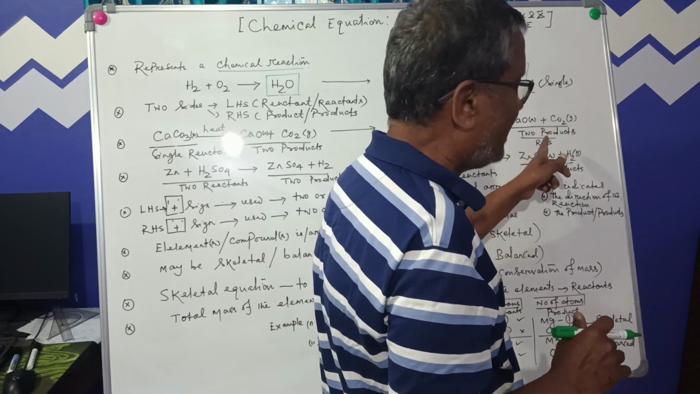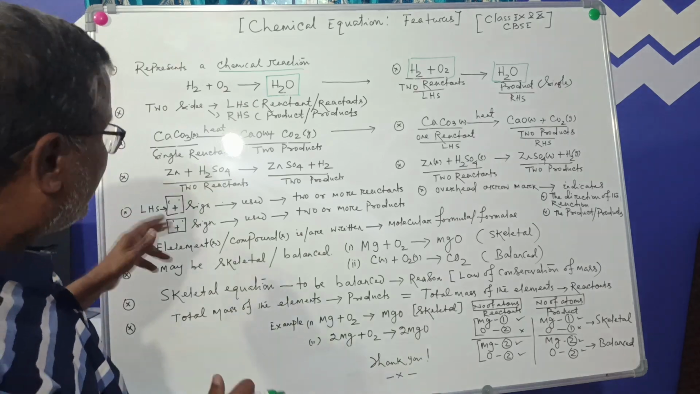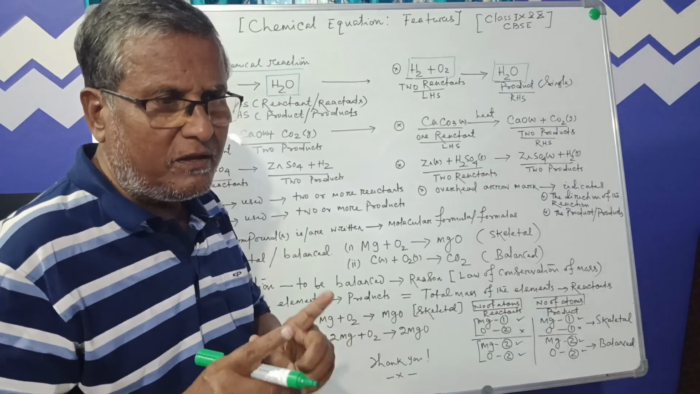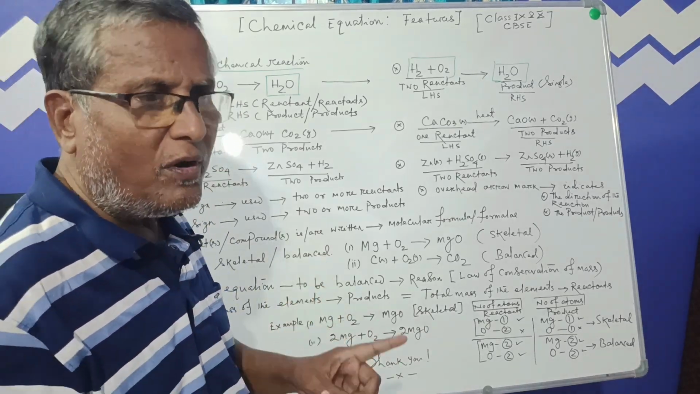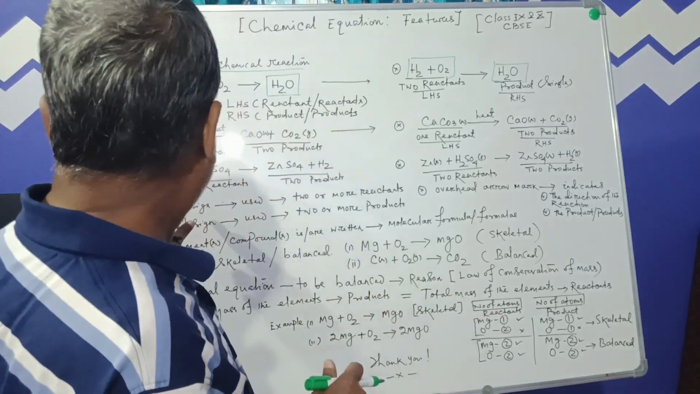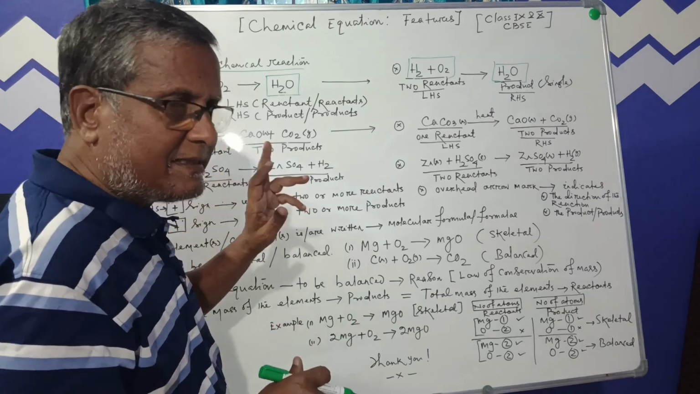Okay, two products, left hand side, right hand side. Now clear? Then we have taken another example to explain, to make your concept clear, whether the reactant is single or two or more, or the product is single or two or more. Okay, so come to this example: zinc plus sulfuric acid.